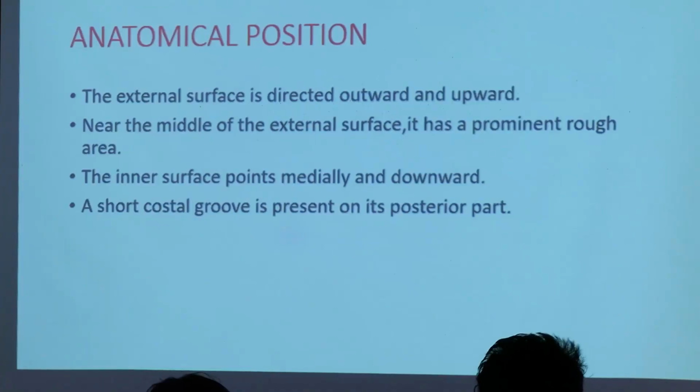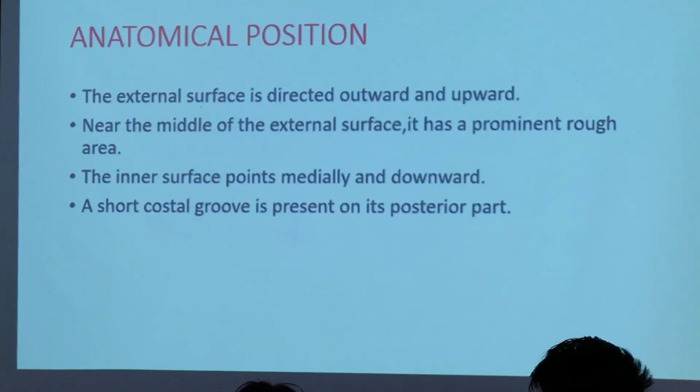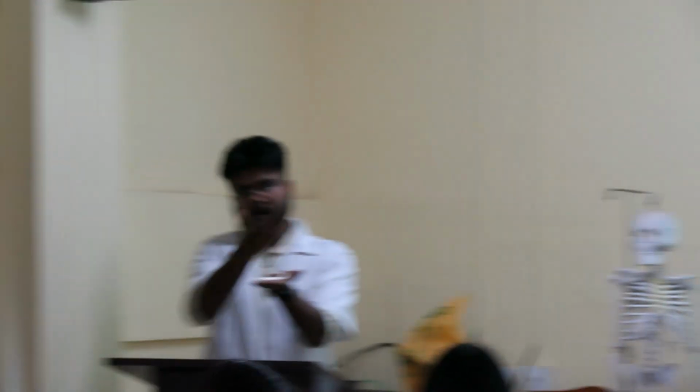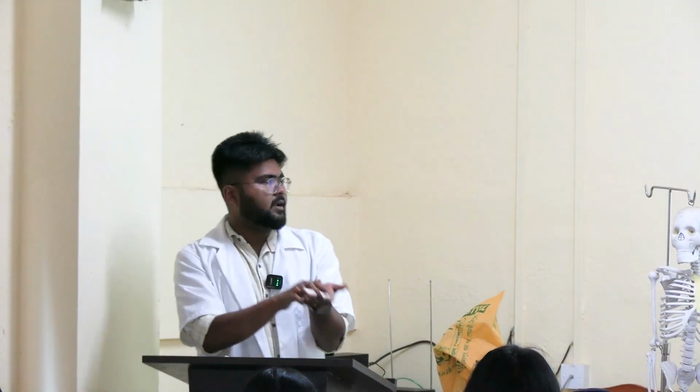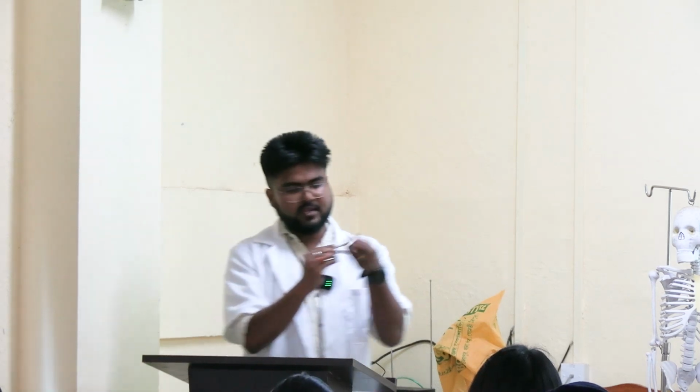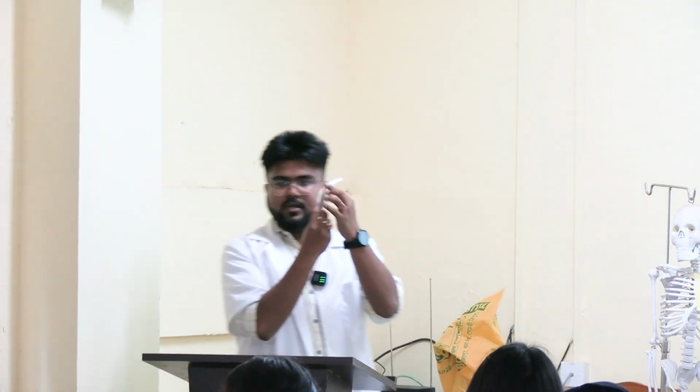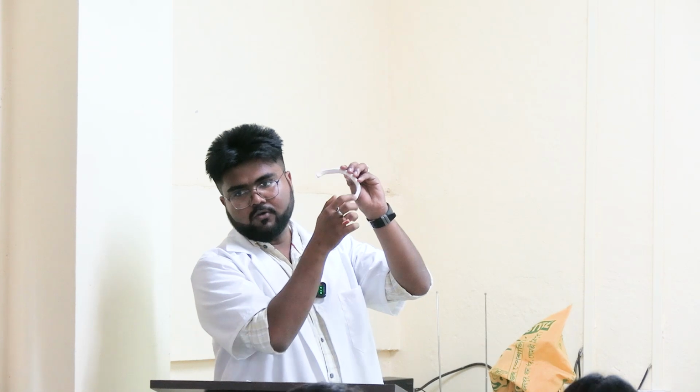Okay, now the anatomical position. See here properly, the external surface is directed outward and upward, and near the middle one rough area is present, a prominent rough area. See properly here, this is your prominent rough area. This is present only on your upper or outer surface. The inner surface is smooth and is directed medially and inward. Posterior to the inner surface you see one groove is present.